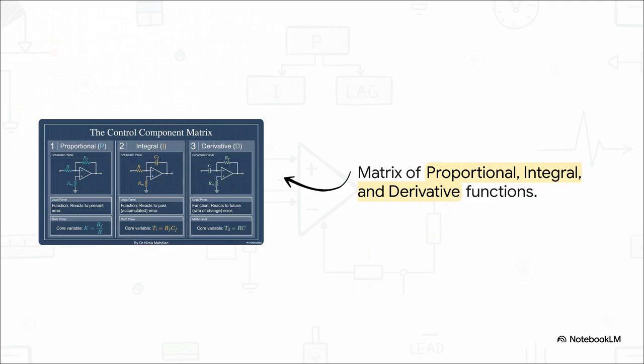Panel 1 is proportional, just resistors reacting entirely to present error. Panel 2 is integral, capacitor in the feedback loop, reacting to past accumulated error. And panel 3 is derivative, capacitor on the input, reacting to the future rate of change error. This visual layout just makes those core variables, K, Ti, and Td, incredibly clear and intuitive.